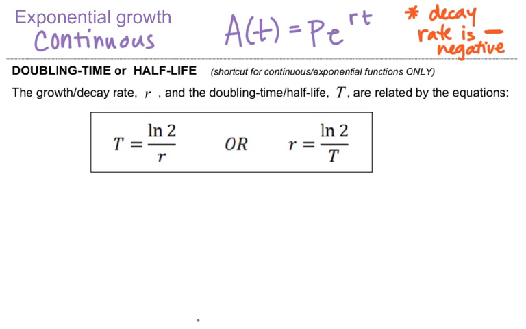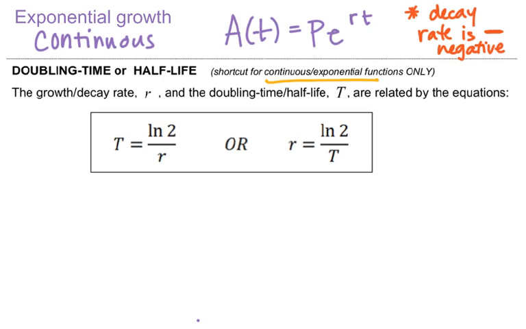Okay, so we have a doubling time or half-life shortcut. And we can only use this for problems that are dealing with continuous or exponential functions. We cannot use it for our interest compounded n-thly, monthly, daily, quarterly, etc. So what we can say is that the growth or decay rate represented by the variable r and the doubling time or half-life are related by these two equations. So doubling time or half-life representing positive t.